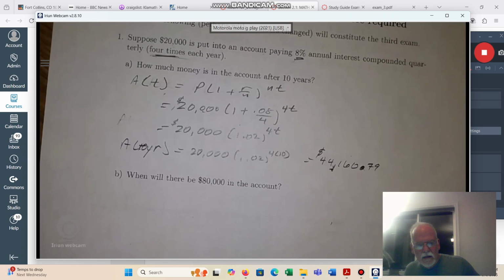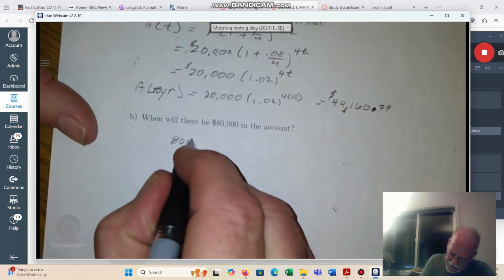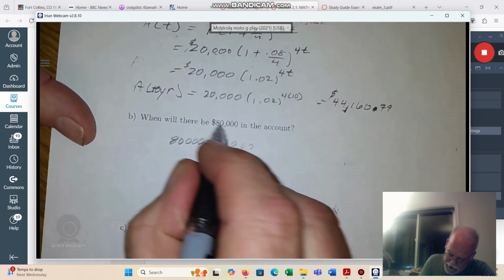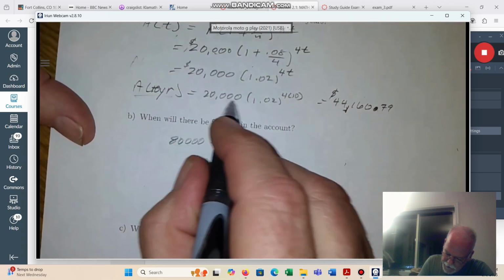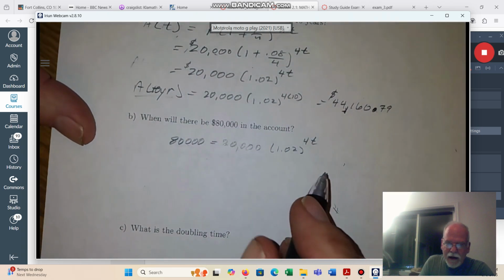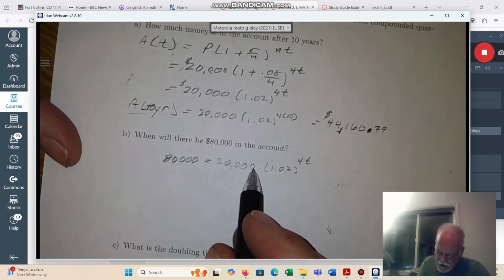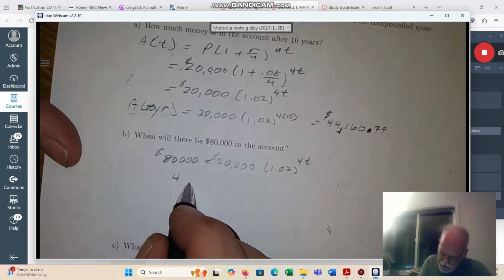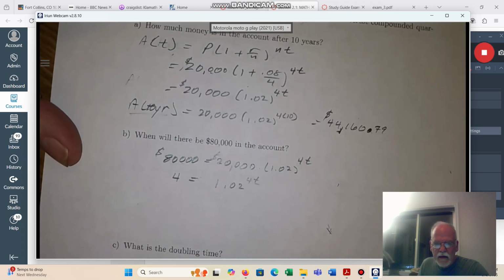That's great. Let's see if I can get part B going. The question is when will we have $80,000 in that account? So I'm just setting the future value at $80,000, and setting that equal to 20,000 times 1.02 to the 4t. I want to solve for t, so I need to undo this multiplication. Dividing both sides by $20,000, I'll have 4 on the left-hand side and 1.02 to the 4t.